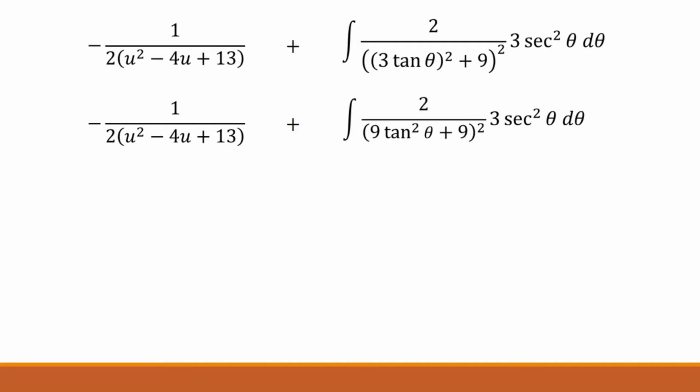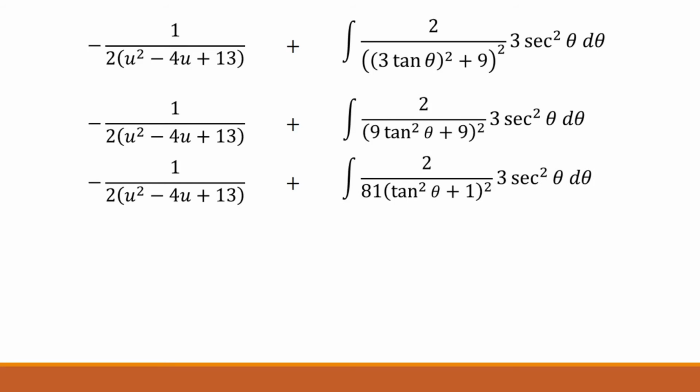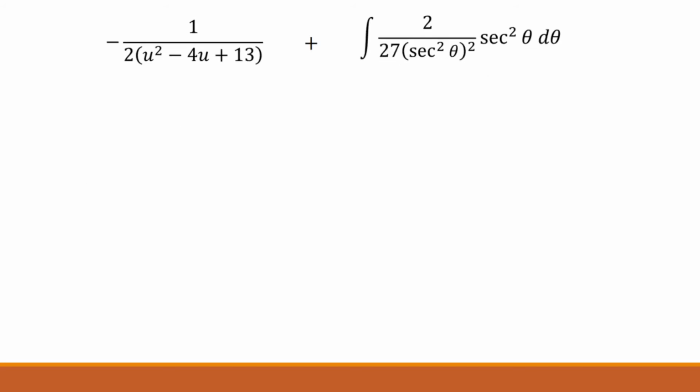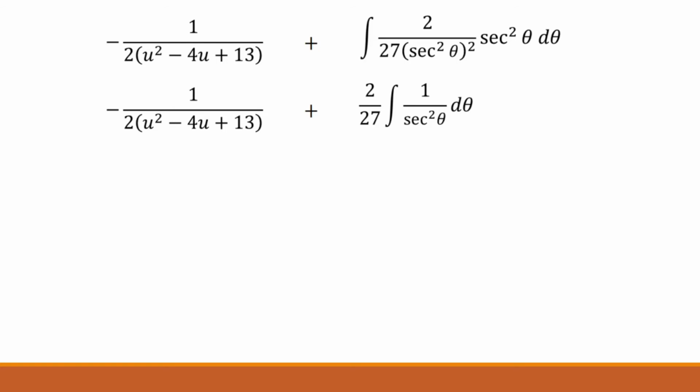Both terms have a factor of 9. So I can pull that out, and that'll become 81, because 9 squared is 81. And I can make some more simplifications, because tangent squared plus 1 is secant squared. And 3 over 81 is 1 over 27. Okay, now I have secant squared in the numerator, secant squared in the denominator. The secant squareds are going to cancel, and I'm going to be left with a secant squared in the denominator. Which now, 1 over secant squared is the same thing as cosine squared.